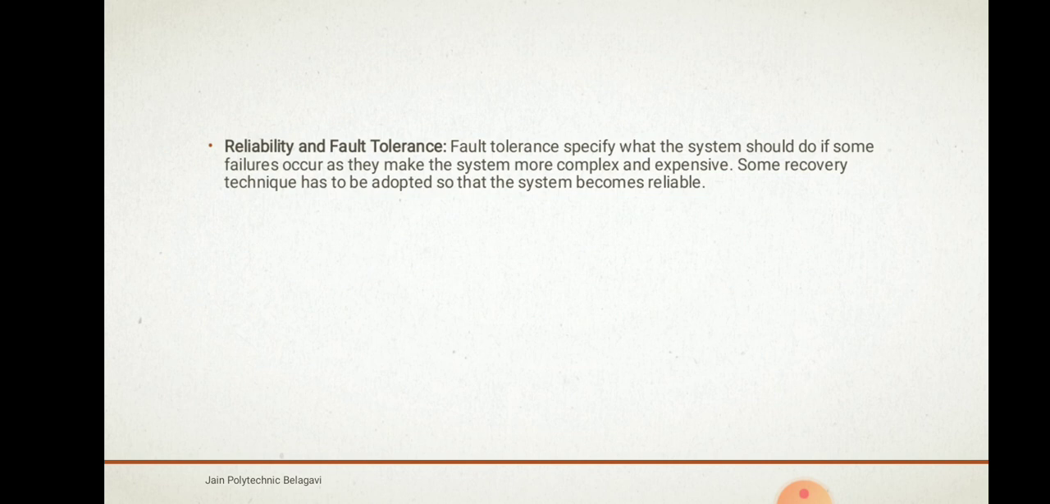Reliability and fault tolerance. Fault tolerance specifies what the system should do if some failure occurs. Suppose some failure occurs during the working of a product, so what measures have to be taken? Some recovery technique has to be adopted so that the system becomes reliable. Hence, the system should do something if some failures occur, as they make the system more complex and expensive. If something happens to the system, some recovery technique has to be adopted so that the system becomes reliable.